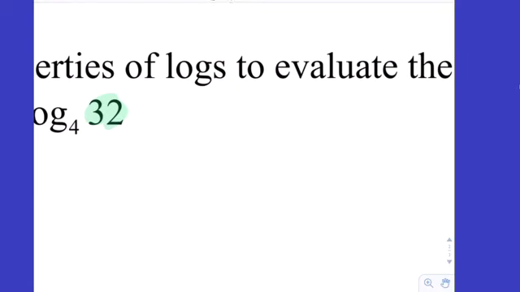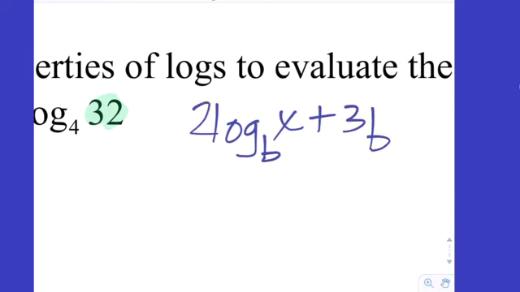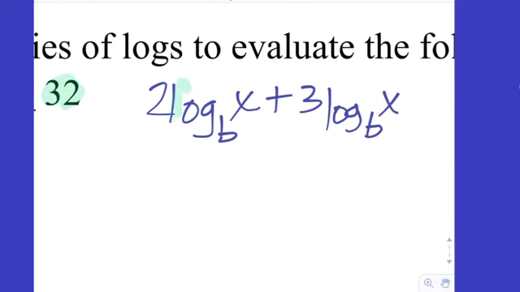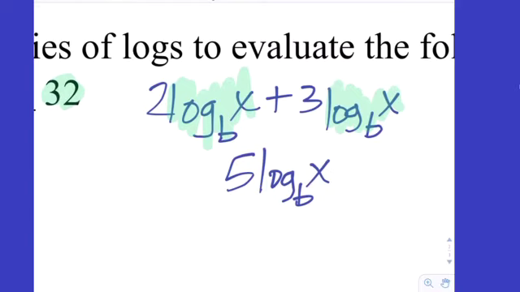Like terms. If you have 2 of log base b of x, plus 3 log base b of x, in algebra we call these like terms because the variable part is exactly the same. So what is 2 of those plus 3 of those? You have 2 of them in one hand, 3 of them in the other, you have a total of 5. So that's what our goal is. If we can make the arguments the same, then we can start combining like terms, like logs.